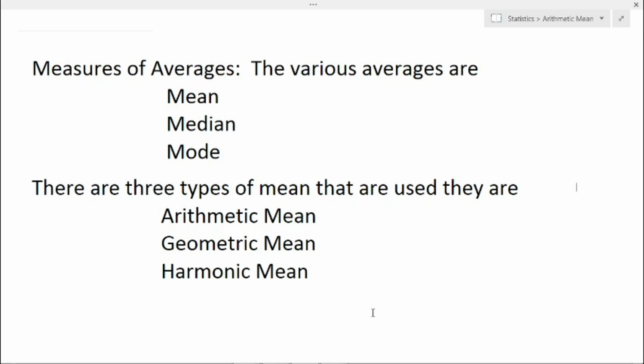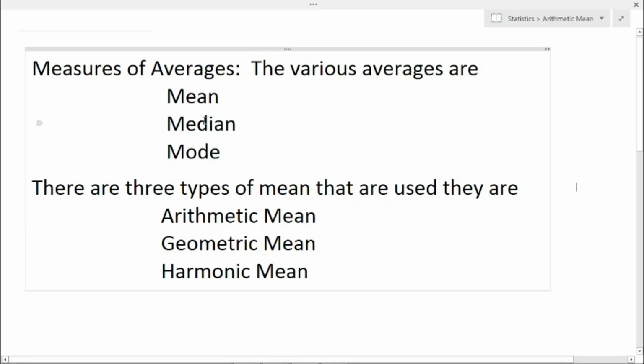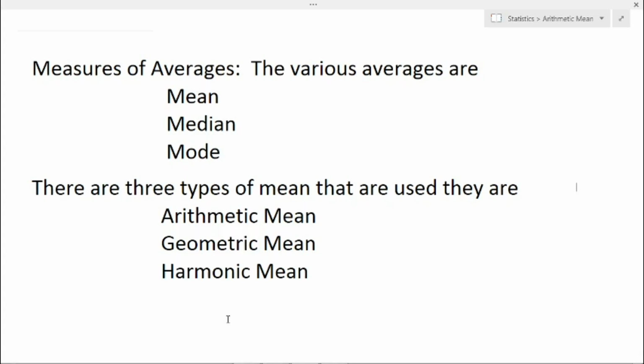The following are the types of averages. First one is mean, second one is median, and third one is mode. So now I am going to explain only about mean. There are three types of mean that are used. First one is arithmetic mean, second one is geometric mean, and third one is harmonic mean. Now I am going to explain about arithmetic mean in this video.